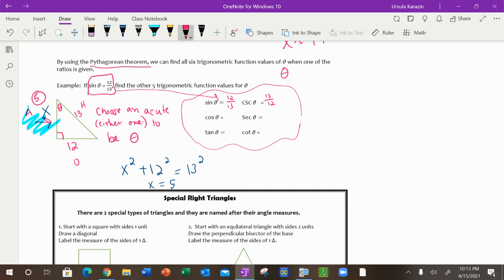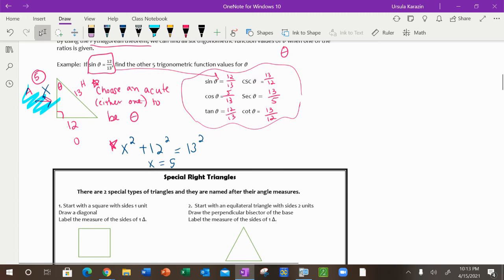All right, so now we've got all the parts we need. Cosine is A over H, so that's 5 over 13. Tangent is O over A, so that's 12 over 5. And then these here are the reciprocals, and we're done. Okay, so guys, the main steps here are to remember that you choose an acute angle, either one, to be theta, and you use Pythagorean theorem to find the missing side, because the given information gives you 2 of the 3, and you have it.